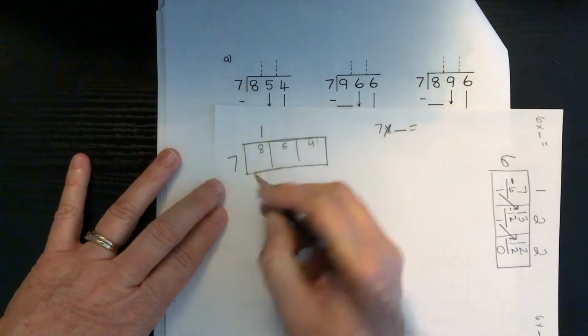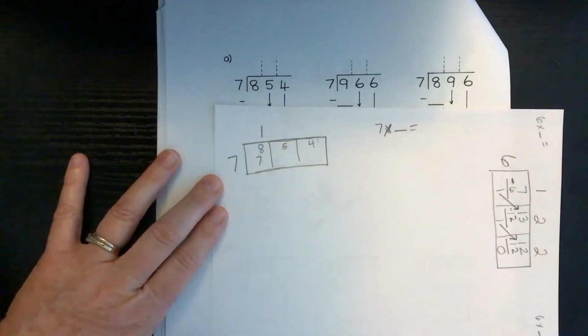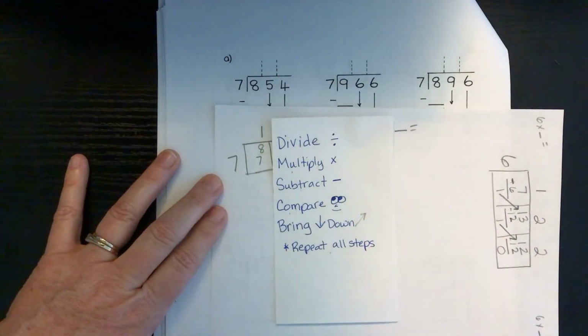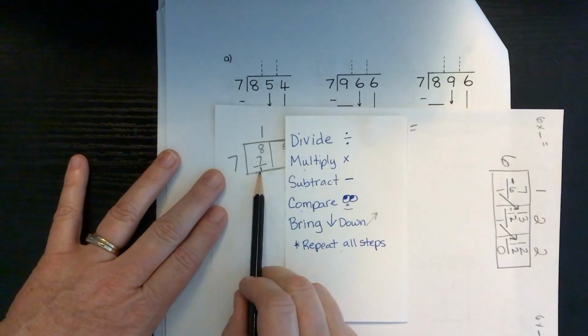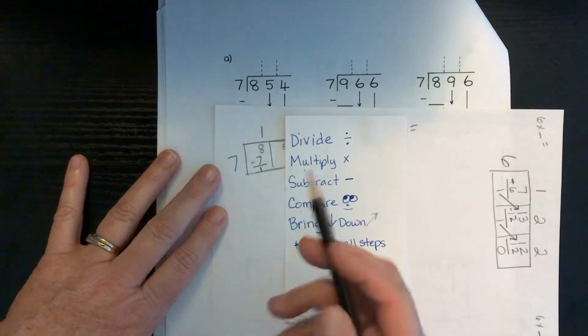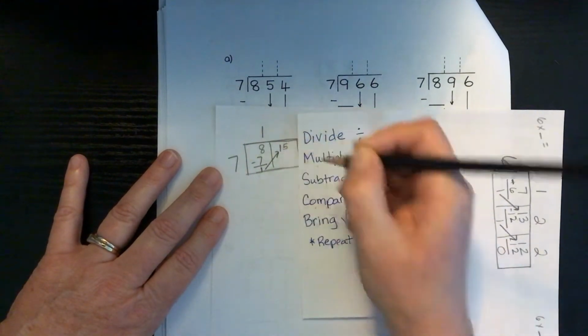I would say 7 divided into 8 is 1 because 1 times 7 is 7. I should bring my card over. When I subtract, I get a 1. I compare, it's definitely less, so I'm going to unbundle and bring it back over here. So now I have a 15.